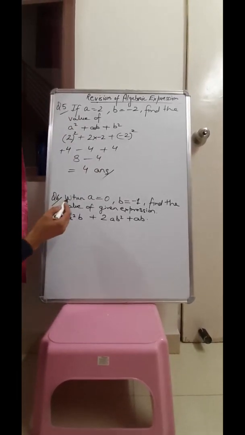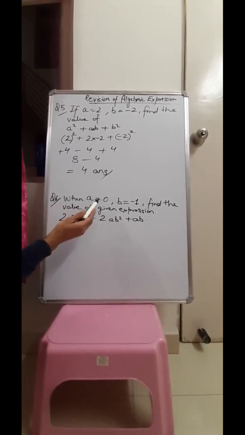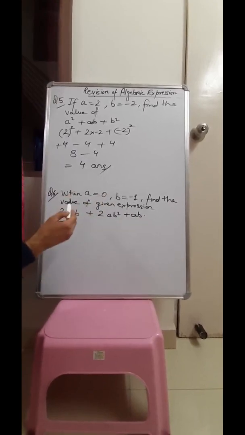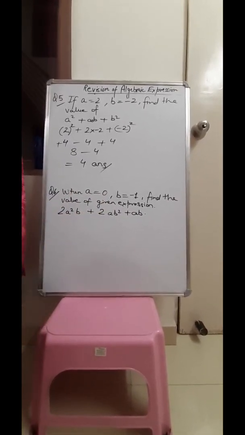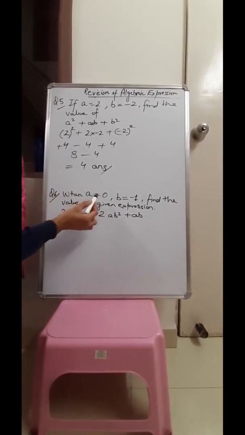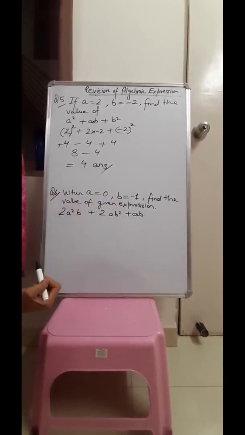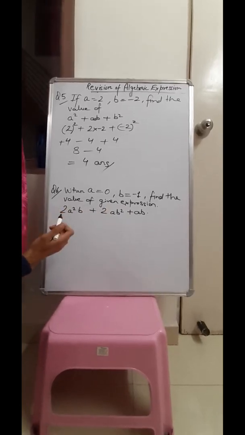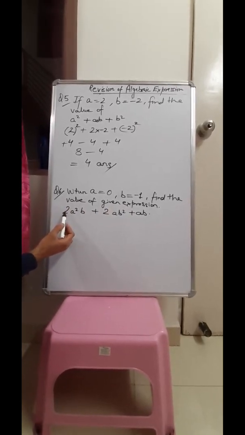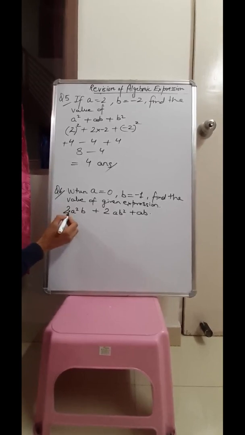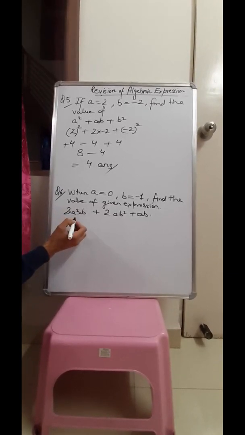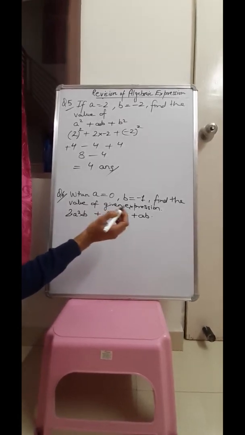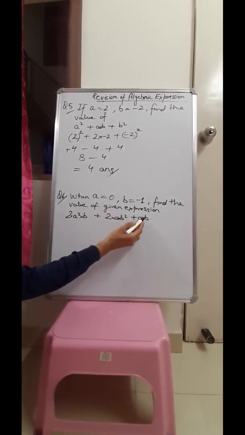Now question number 6 is, when a equal to 0 and b equal to -1, find the value of the given expression. So here we have to take the value of a as 0 and b as -1. So we have to put the value of a and b in this expression and find the value. So the first term is 2 multiplied by a square multiplied by b. Second term is 2 multiplied by a multiplied by b square, and ab means a multiplied by b.